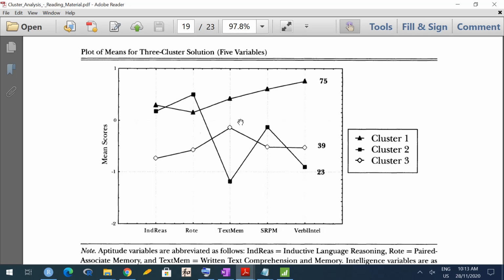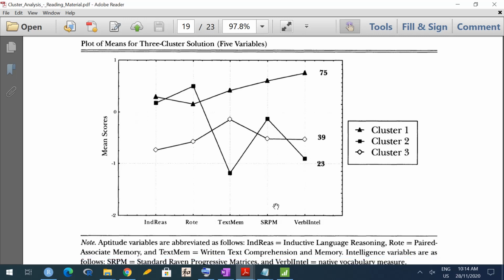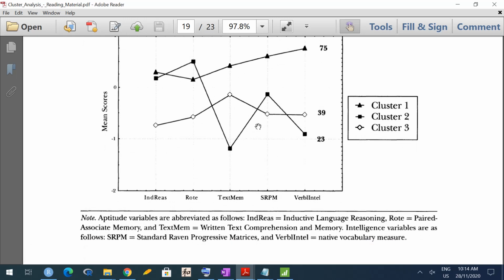In rote memory, cluster 2, which is consisting of kind of medium or mediocre students, those are doing better. Maybe they are much more hardworking and they are doing better. And the third group is better at verbal intelligence, but on this other type of intelligence, SRPM, so Standard Raven Progressive Matrices, on that scale the third group is doing worse. So we can have such types of exploratory graphs also to do the cluster profiling, and that would give us more insights about our data.